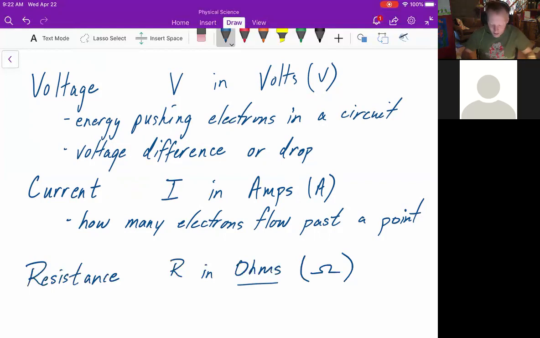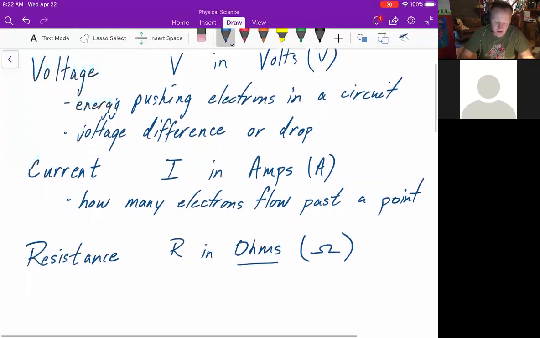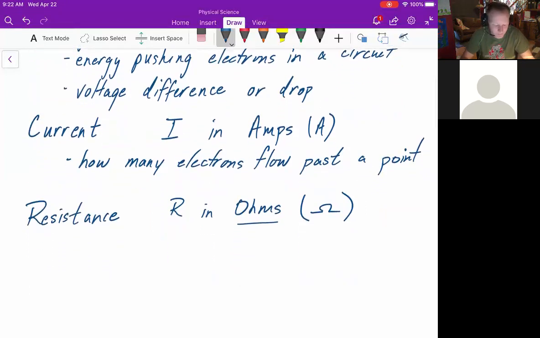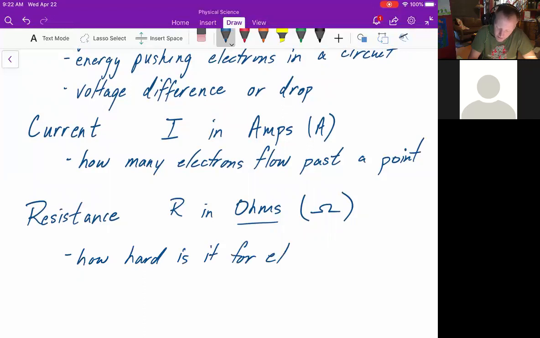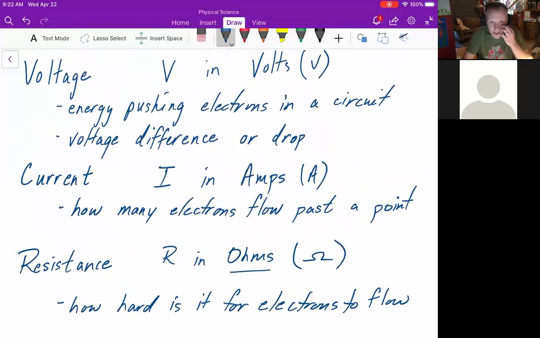Just type it out, OHMS, preferably with a capital O, because it is named after a person, Georg Ohm, a German scientist. This is a measure of the resistance to flow. So how hard is it for electrons to flow through a thing? Okay, so those are our three main measurements that we make in electricity.